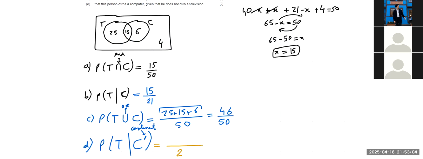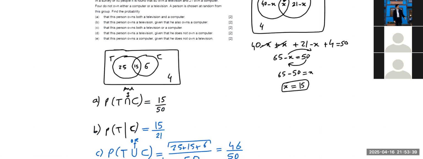Again, you can think about it easily like this. Before you were talking about computer, now you're talking about not computer, which means everything outside this orange circle, or yellow circle. I'm colorblind. I don't know what that is. So that's 29 people. And how many people own televisions out of those 29 people? 25. There you go. By the way, Amy, does that make sense?